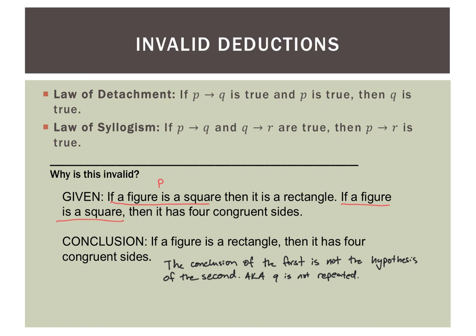However, if you look up at the rule, the law, it is Q that has to repeat. It is the conclusion of the first statement that has to be the hypothesis of the next. Not that the hypothesis is the same for both statements. And it doesn't matter that a rectangle does have 4 sides. This little word congruent makes that false. A rectangle doesn't have 4 congruent sides, it just has 4 sides. So in order for law of syllogism to be true, it is the conclusion of the first that must repeat as the hypothesis of the second.